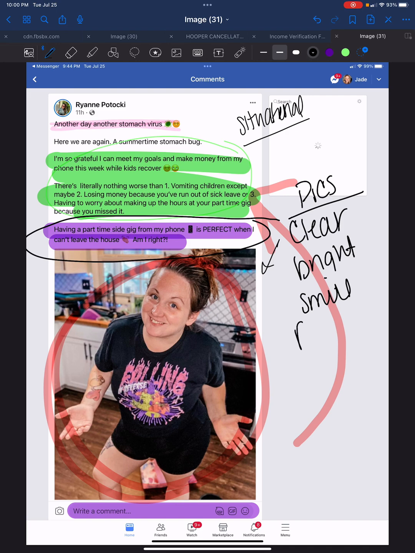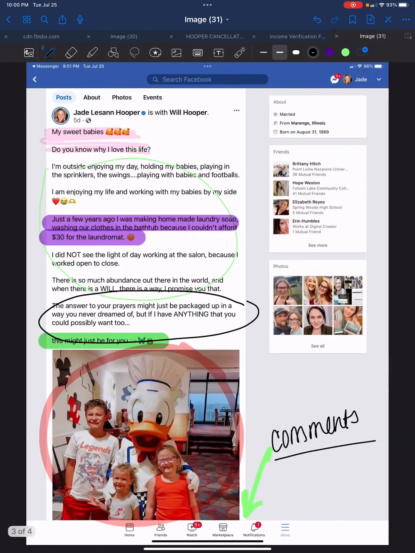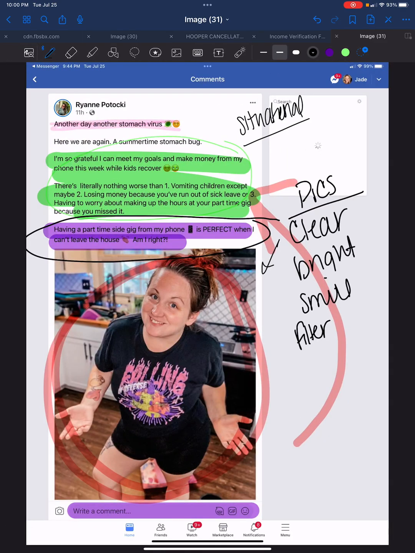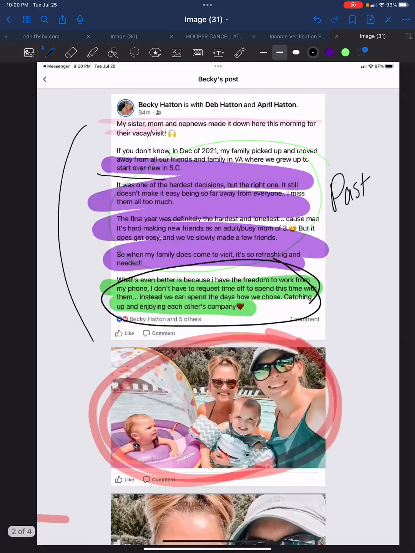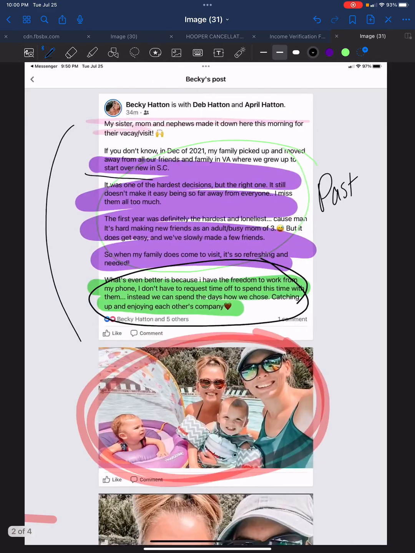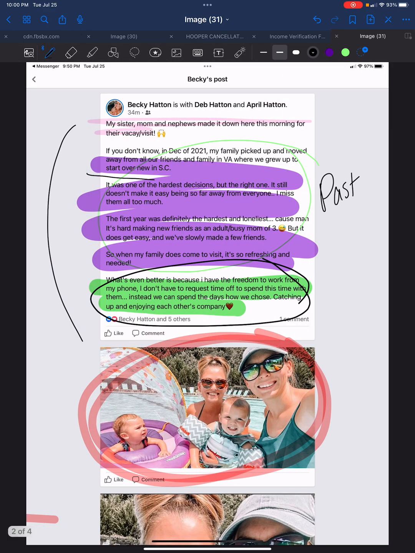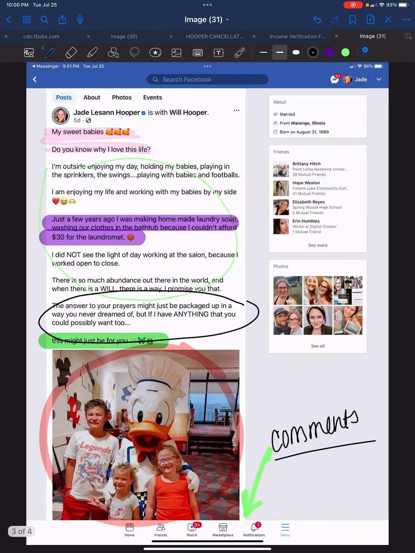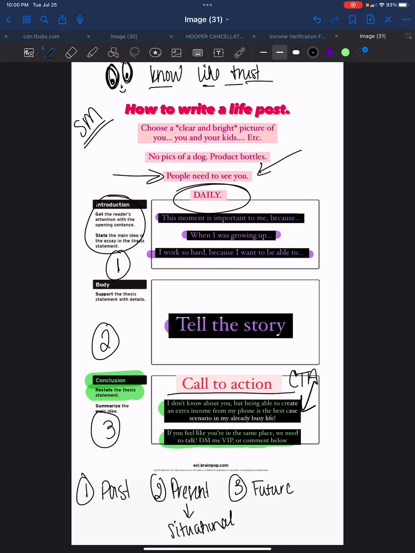If you want to throw a filter on, you can, just because it cleans everything up. I know Becky used a filter here. I had a filter here, it just brightens things. I don't know if Ryan did. She might have. Her picture's great. So just bright and clear pictures of you or your kids. Who's important to you? What's important to you? So these are three examples.